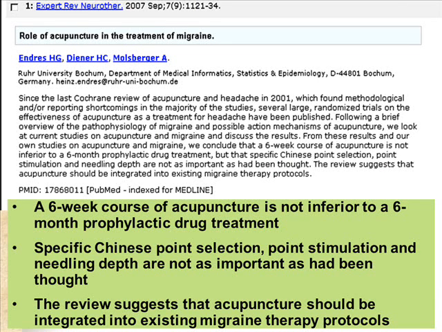The summary of all the studies published in the last 4 or 5 years, I think, is actually being summarized by this author in Expert Review in Neurotherapeutics. So basically what he says is that since the last Cochrane review of acupuncture for headache in 2001, which found methodological and/or reporting shortcomings in the majority of the studies, several large randomized trials on the effectiveness of acupuncture as treatment for headache have been published. So basically what they found is that a 6-week course of acupuncture is not inferior to a 6-month prophylactic drug treatment.